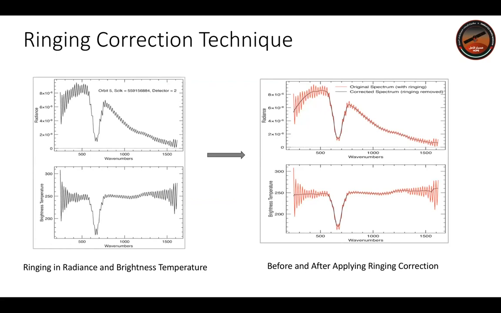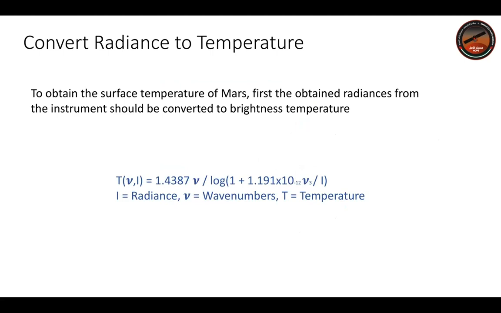And the second step is to convert the radiance to temperature. So to obtain the surface temperature of Mars, first the obtained radiance from an instrument should be converted from radiance to brightness temperature, each at its specific wavelength. The following equation is used to convert the radiance to brightness temperature.